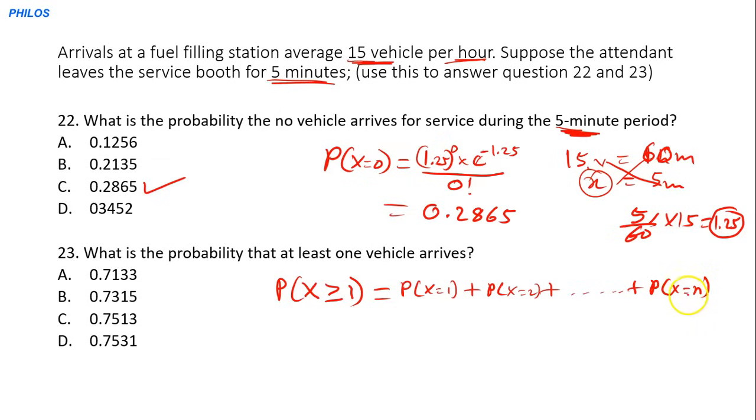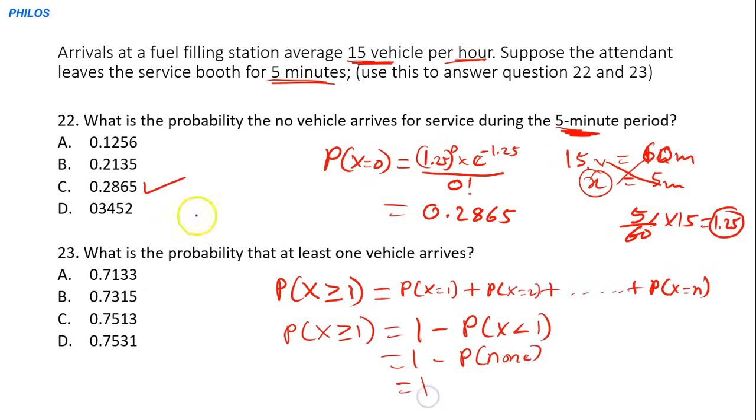So since we don't know the last term, it means we can't use this process to solve it. So the best way to solve it is to use the complement method. It says that the probability that x is greater than or equal to 1 should be equal to 1 minus the probability that x is less than 1. The opposite of greater than or equal to is less than. So we get 1 minus the probability of x less than 1, which means the probability of what? None.